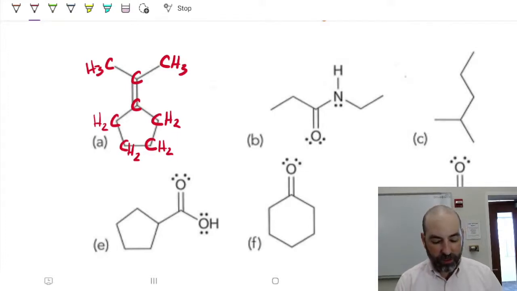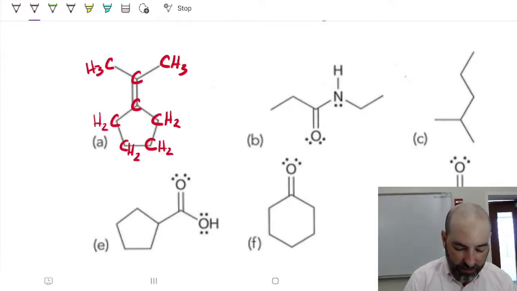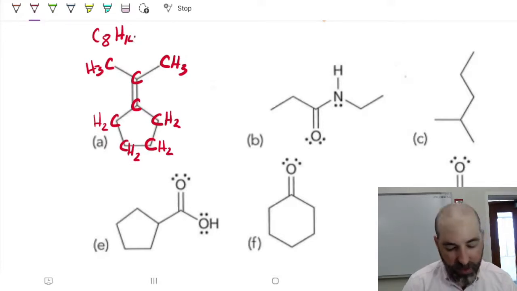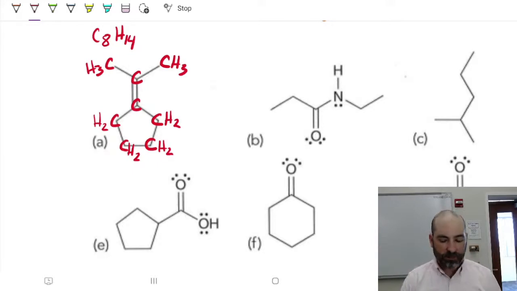And if we want to know the molecular formula, we just add everything up. 1, 2, 3, 4, 5, 6, 7, 8 carbons. 1, 2, 3, 4, 5, 6, 7, 8, 9, 10, 11, 12, 13, 14 hydrogens. So the molecular formula for this compound should be C8H14. And in that way, we kind of decoded the line structure.